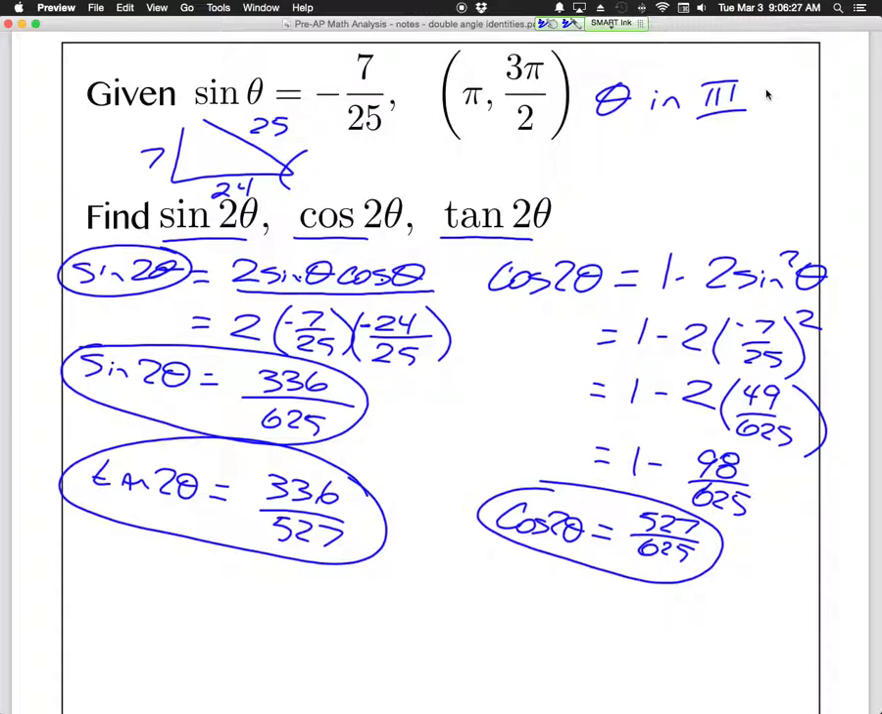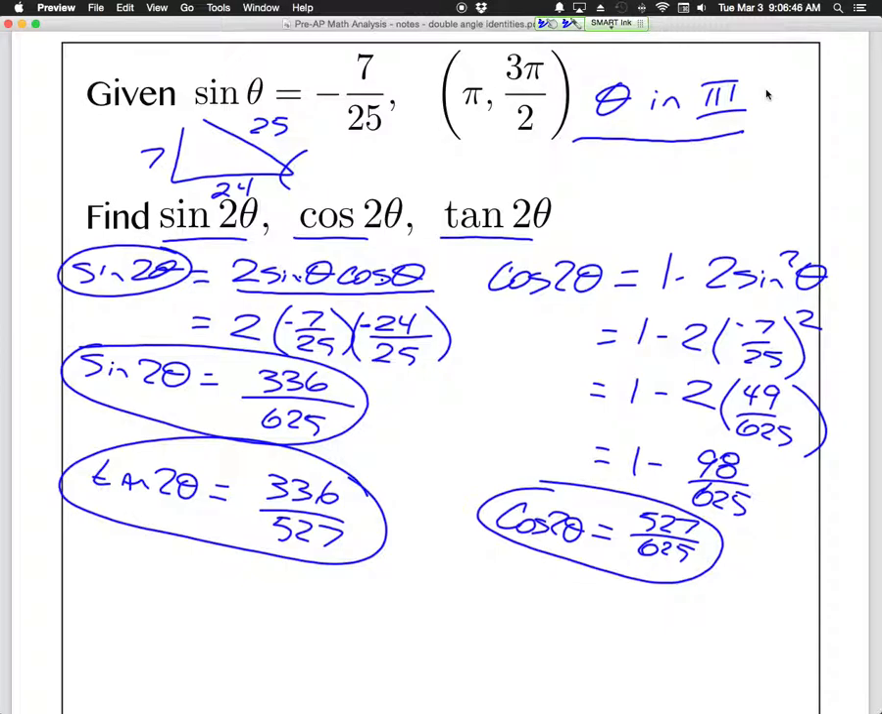So once I figure out what sine and cosine are, I can easily get tangent. Now, we have evaluated sine of 2 theta, cosine of 2 theta, and tangent of 2 theta using our double angle identities. But we said theta was in quadrant 3. Why are all 3 of my answers positive?